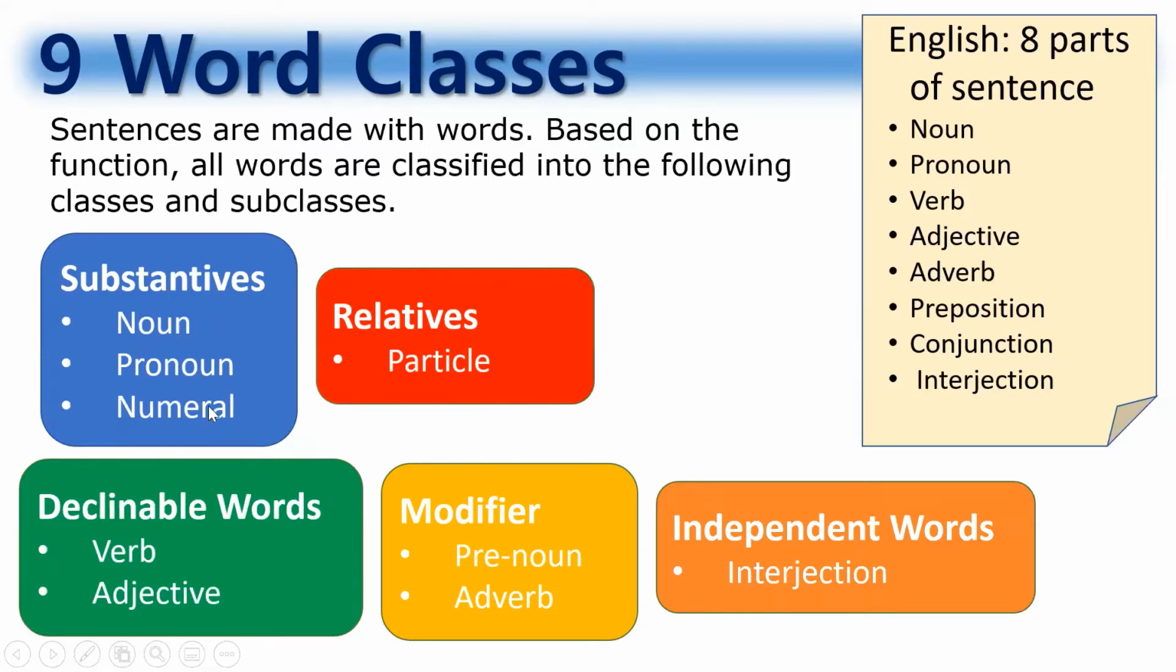So noun, pronoun, numeral. Under the substantives, we have a numeral that was not part of the English parts of a sentence. That is just simply a number word. Number is included in word classes. And relatives, we have a particle. It is a different term, but pretty comparable with the English preposition.